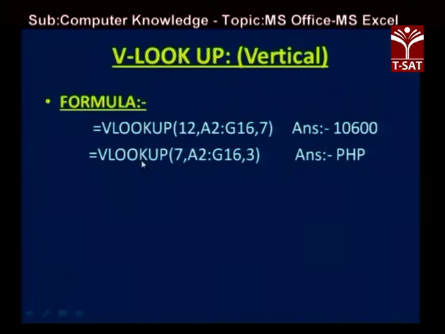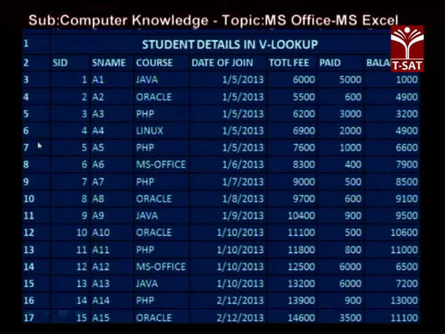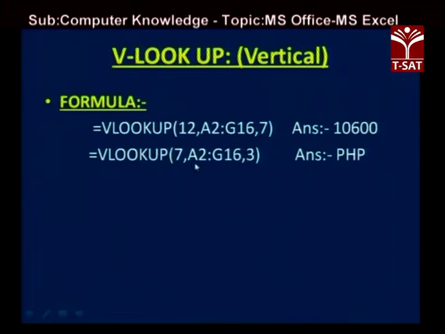Next VLOOKUP. Vertical lookup searching, 7th one, A2 to G16, this is the table range, and the third one is the course details. The course details of the 7th student we have to find out here. See in the table, the 7th student's course details is the third option: vertically 7th one, horizontally third, 1, 2, 3. In the table, the course is PHP. So, here the answer is PHP. This is the vertical lookup.